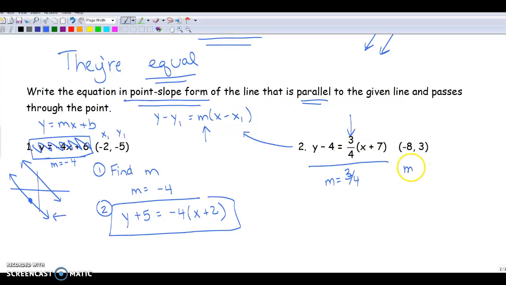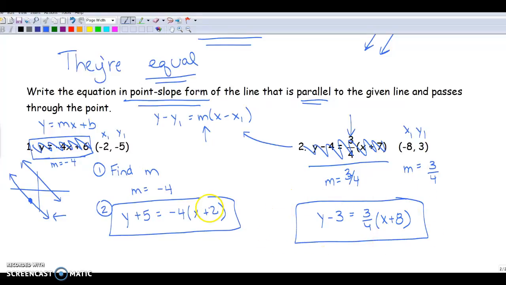So my new line that I'm coming up with the equation for has to have a slope of 3/4, the same as that line. Once I've used this equation to find out the slope, I no longer need this. So my slope is 3/4, my point is x1, y1, and I'm going to put it into point slope form. Y minus 3 equals my slope, 3/4, x minus x1, or x plus 8. And that's it. It's in point slope form, so I'm done. I don't need to solve for y unless it tells me it's got to be in slope-intercept form.